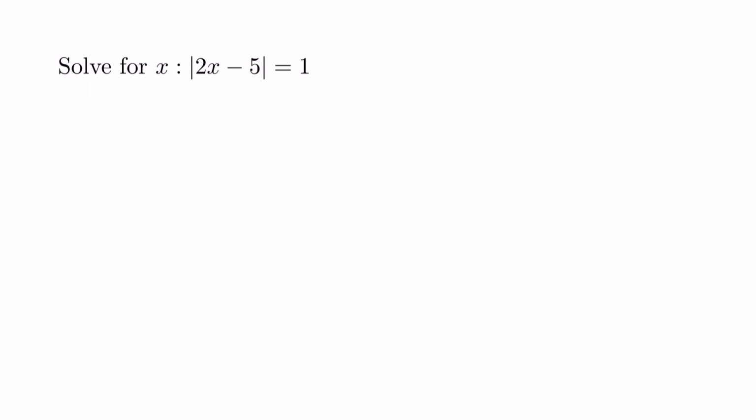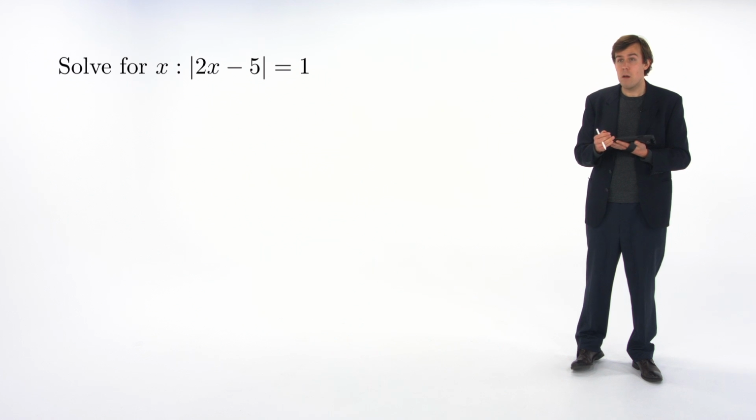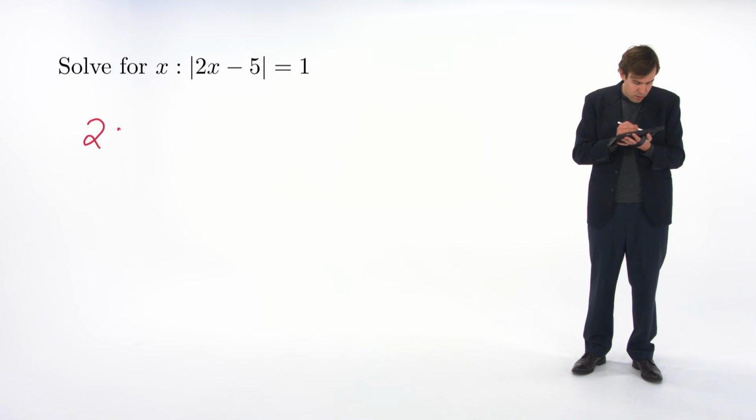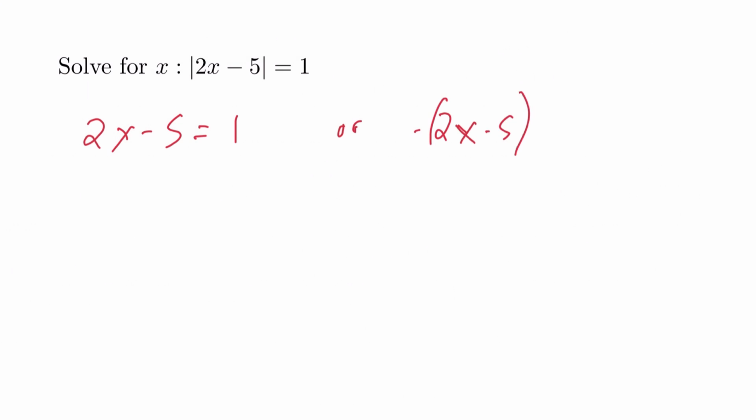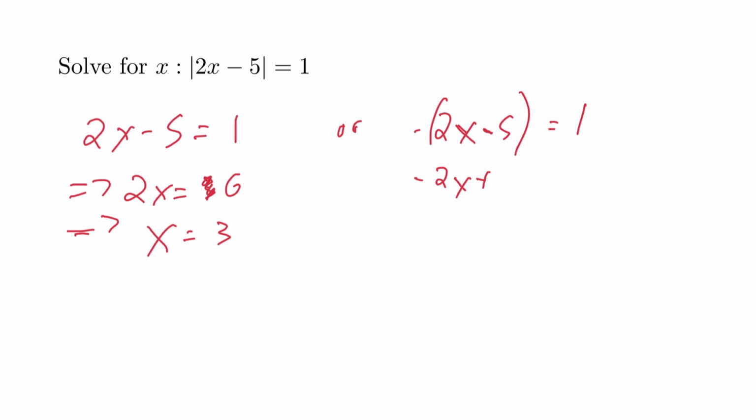If I have absolute value 2x minus 5 equals 1, then all I need is that either 2x minus 5 is equal to 1, or negative, around the whole thing, equals 1. So this tells me that 2x equals 6, so that x is equal to 3. Or, here I have negative 2x plus 5 equals 1, so that negative 2x equals negative 4, which tells me x is equal to 2.